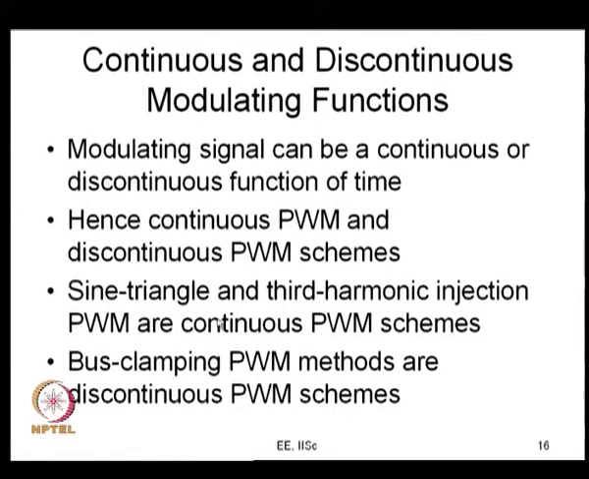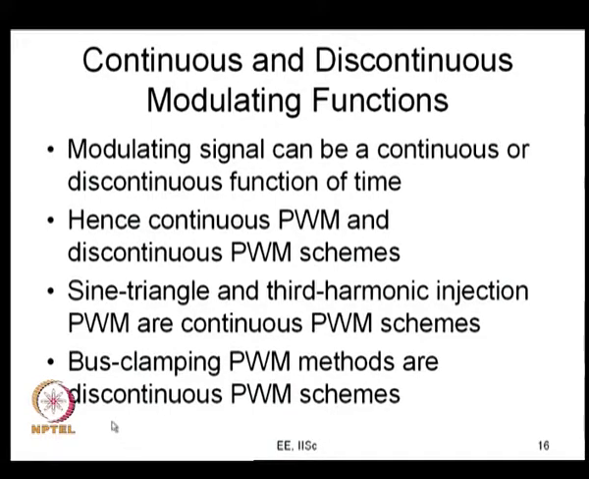Whereas it is certainly advantageous when you talk of 3 phase, and in 3 phase it is the third harmonic injection which gives you a higher AC side voltage. So, the sine and the third harmonic injection are continuous PWM schemes. Sine is a continuous function of time, and in the third harmonic injection what you are adding is another sine waveform just at 3 times the fundamental frequency. So, that is also a continuous function. So, the common mode function is a continuous function of time, and therefore, the resulting modulating signal is a continuous function of time in all the continuous PWM schemes.